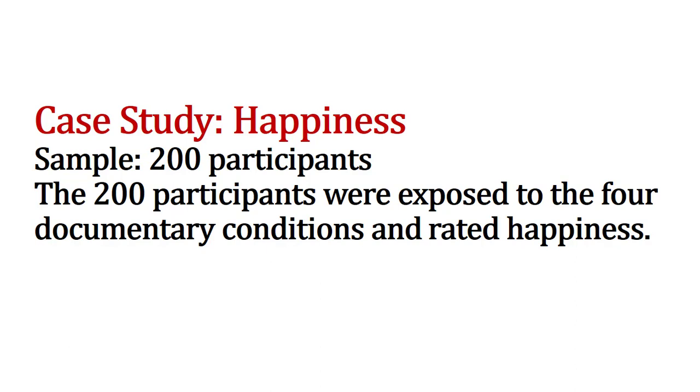Participants were exposed to videos or documentaries, and after 5 minutes of watching the videos they had to rate their happiness level. But the difference is that in this case, instead of having 400 participants, we have 200 participants. But instead of participants being exposed to just one condition, the participants are exposed to the 4 conditions. So it's called within subjects design because within each subject you can make a comparison between conditions, because the same subject goes through the 4 conditions.